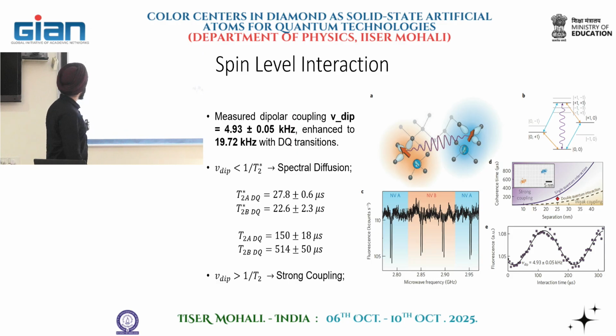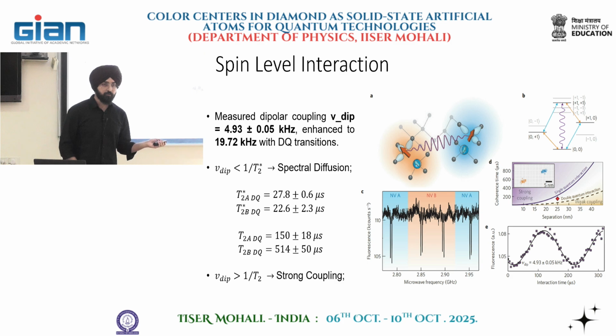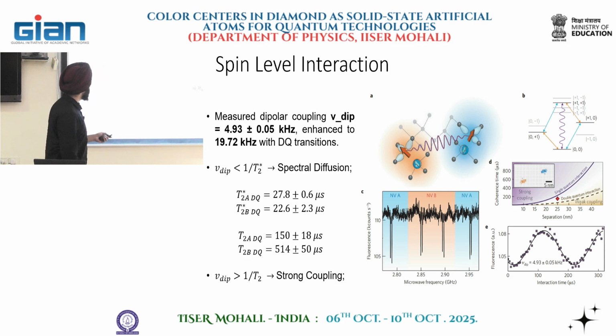Since now we have moved to double quantum transitions, we still have one problem, that is this coupling constant is lower than the decoherence rate of the NV center electronic spin states. So what we can do is, here we can see the dephasing time is around 27 microseconds and 22 microseconds for both of the NV centers.